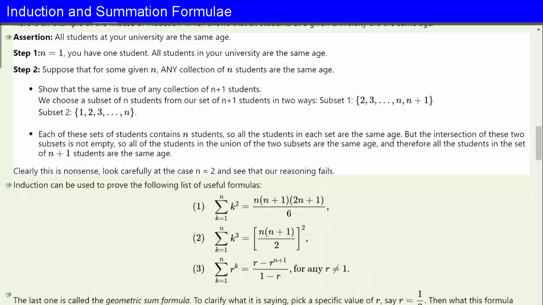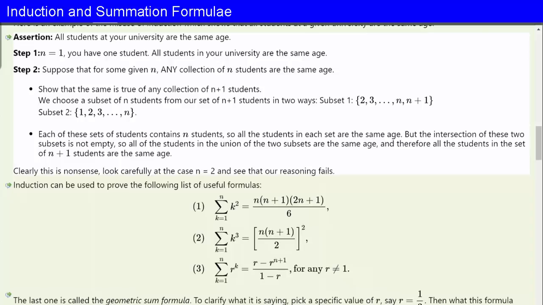Step 1, n equals 1. Okay, you have one student. Obviously, all students in your university are the same age. Step 2, suppose that for some given n, any collection of n students are the same age. Now that means any collection that you select from the student body that contains exactly n students will all have the same age. Now you have to show that the same will be true of any collection of n plus 1 students. So you take a set of n plus 1 students, and let's just number them 1, 2, 3 up to n plus 1.